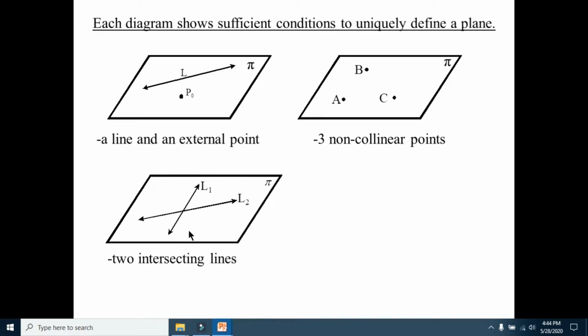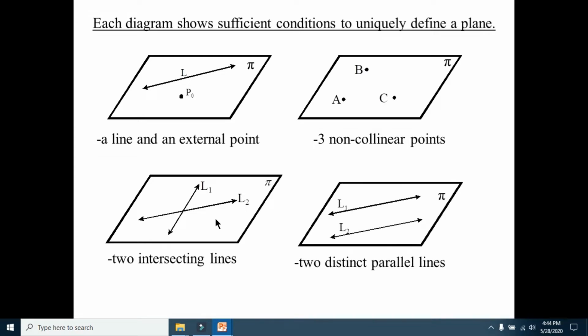2 intersecting lines also define a plane. Anytime there's 2 lines that intersect in 3 space, no matter how they're oriented, if they meet, then there's only one plane that contains those 2 lines. A pair of parallel lines, like railroad tracks. If they're parallel, there's only one plane that contains them both.